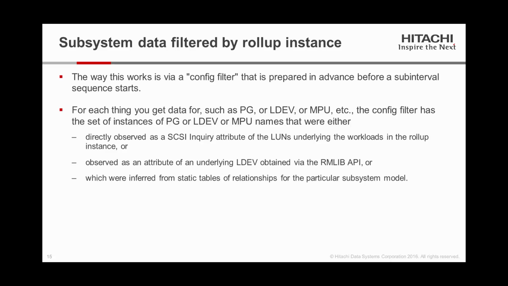So what we do in the configuration filter is, for each of the things such as parity group or LDEV or MPU that we're going to be filtering, we post those identifiers for parity group, LDEV, or MPU that are associated with this particular rollup instance into the config filter. And then when the subsystem data comes out, it gets filtered for each rollup instance against this config filter. And if the particular instance of the thing is in the filter, then it gets included, therefore you can filter by parity group right now, or you can filter by LDEV or MPU, etc.